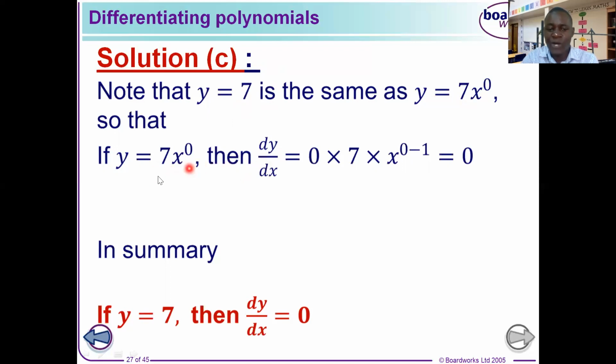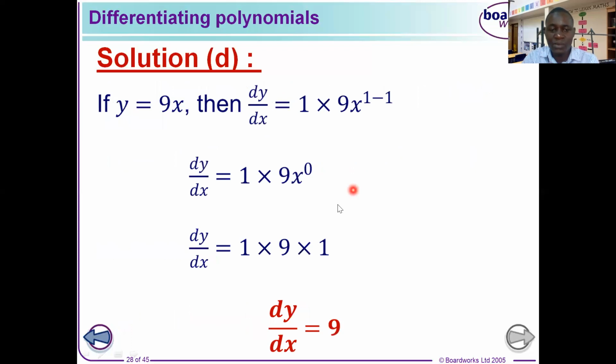Now, the differential of y with respect to x in this case would be 0 multiplying 7 times x raised to the power 0, then subtracting 1 from the power. Now, it doesn't matter what this part is, this part that we have 7 times x by whatever it is. As long as you're multiplying by 0, everything vanishes and turns to 0. So what does it mean if you have a constant as part of your polynomial and you are differentiating that? The differential of that constant is always going to be 0. So in summary, if y equal to 7, then dy/dx is equal to 0. We need not write all of that we have up here.